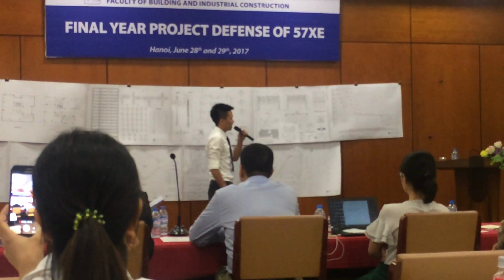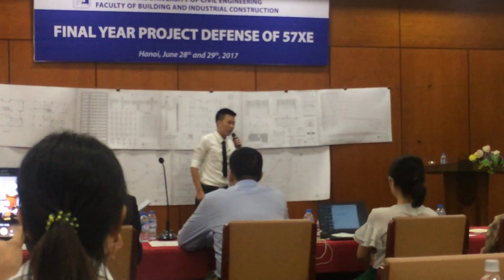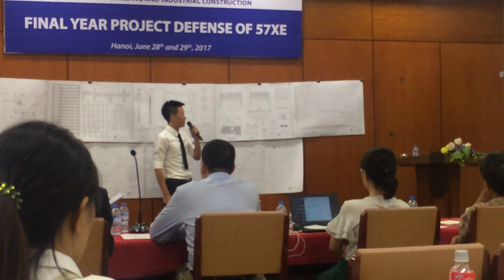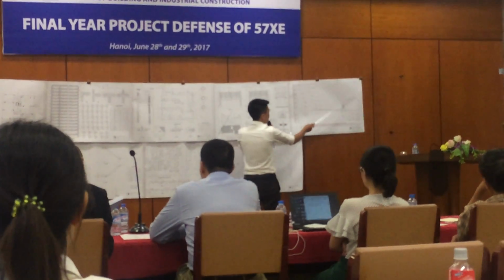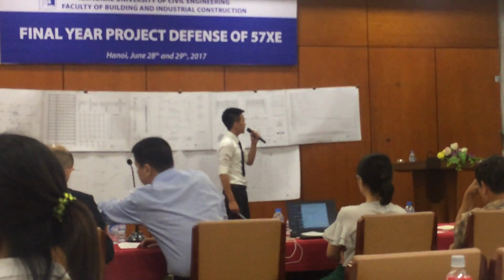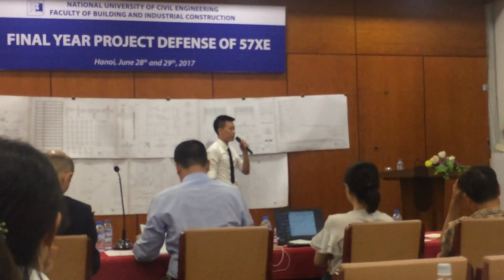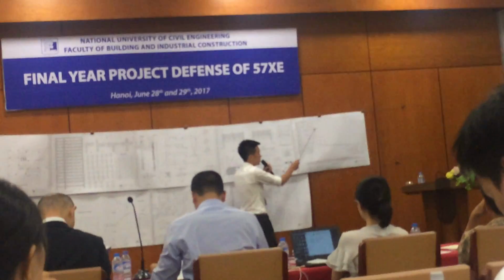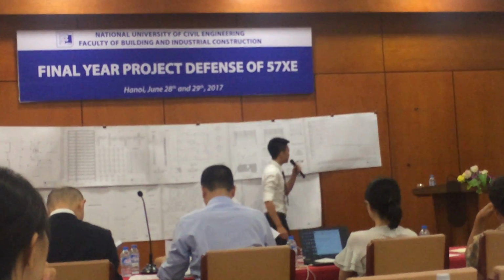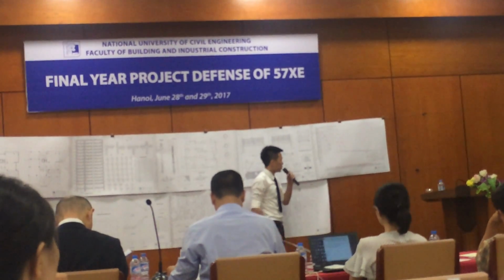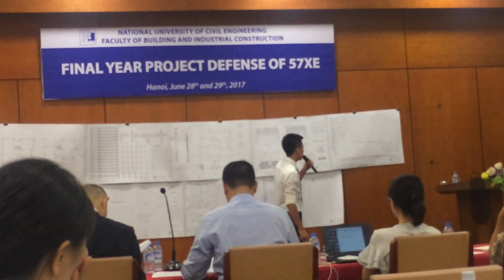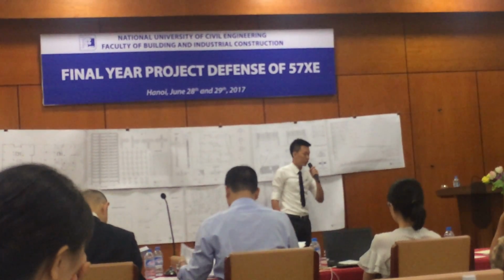And then after calculating all the work volume, I calculate the labor based on the norm 1776. I can establish the construction schedule like this. And I consider all the interruptions, organizational interruption and technical interruption, and here is the result. The construction duration is 202 days. The total labor is 1,900. The average labor is 62.